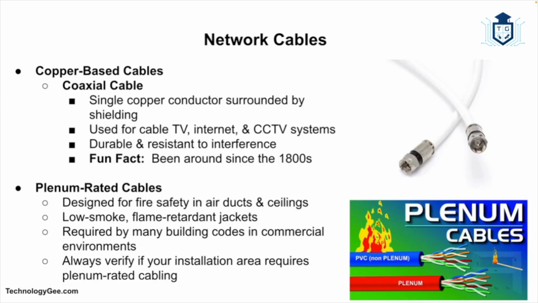Then we have what is called plenum rated cables. Plenum sounds fancy, but it's just a fire safety rating. Plenum rated cables are used in air ducts and ceilings. They have a low smoke or flame retardant jacket, and they are required by building codes in many commercial spaces. The bottom line when it comes to plenum is this: if a cable is going through a wall or a ceiling, then you need to check to see if it needs to be plenum rated.